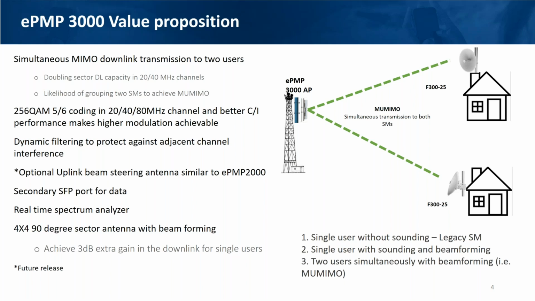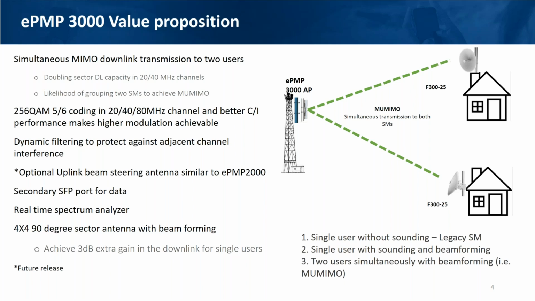Number 2 mode is interesting because it's a subscriber that is capable of sounding, but it's not necessarily being grouped with another subscriber for multi-user MIMO. In that mode, you benefit from beamforming at the AP. The 2 overlapping 90-degree sectors give you an additional 3 dB gain in the downlink by beamforming towards the subscriber. And that beamforming is happening because of the advantages of the AC Wave 2.